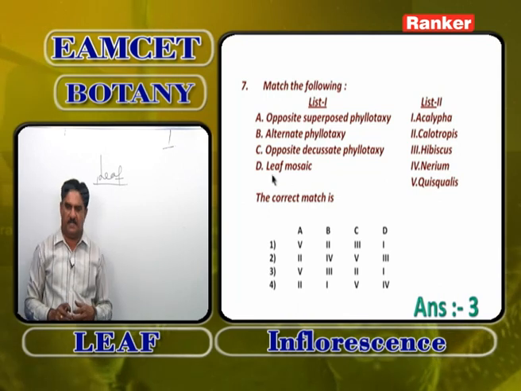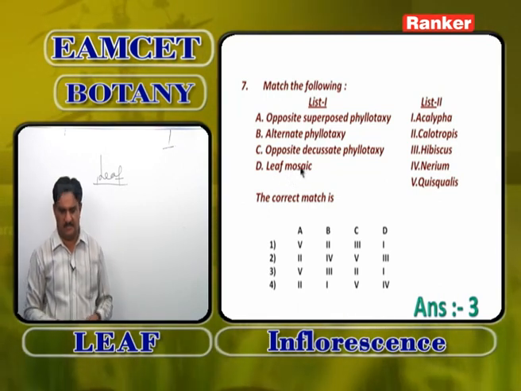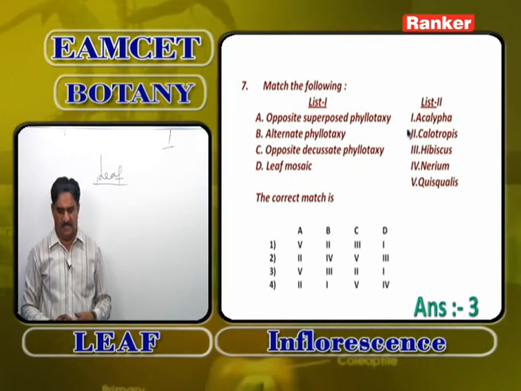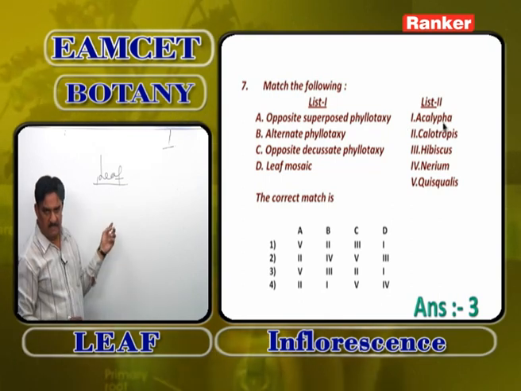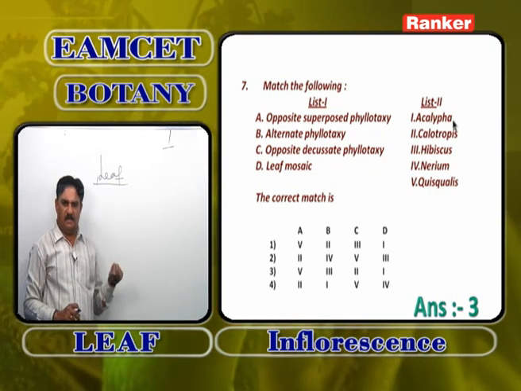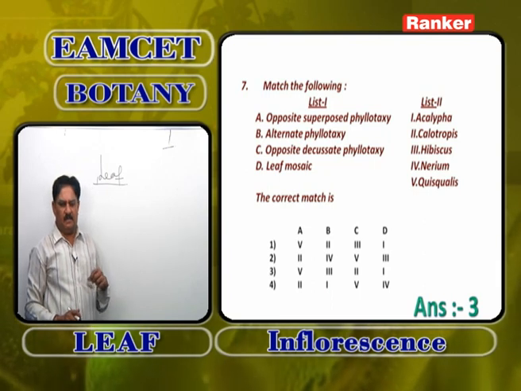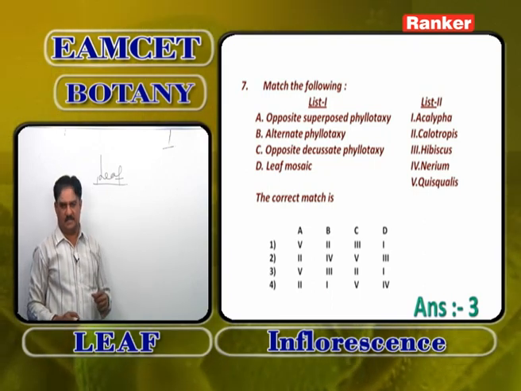Next, leaf mosaic phyllotaxy. Leaf mosaic phyllotaxy is found in Acalypha. What is leaf mosaic phyllotaxy? It is an alternate type of phyllotaxy, but all the leaves get an equal amount of sunshine.